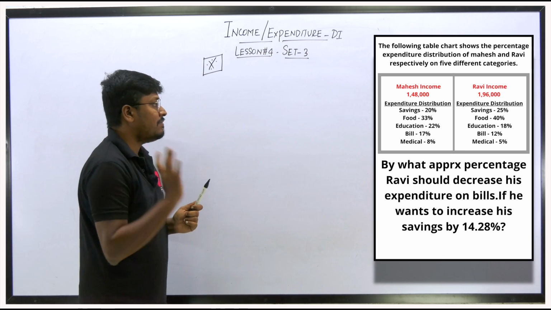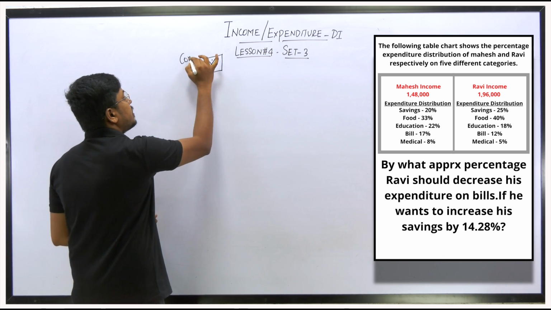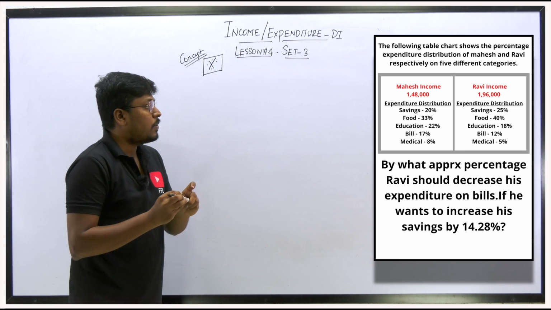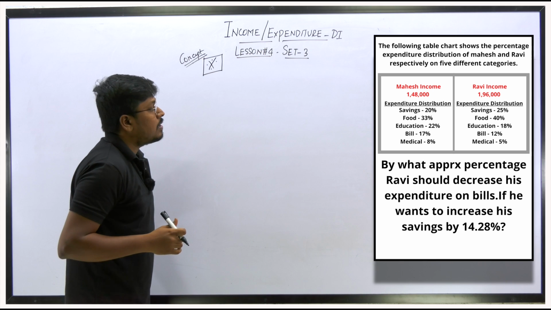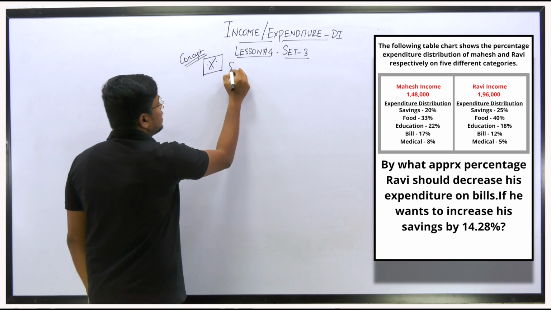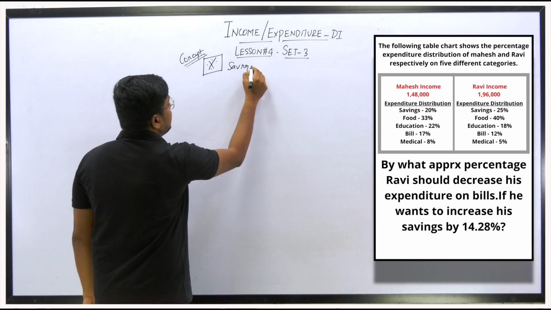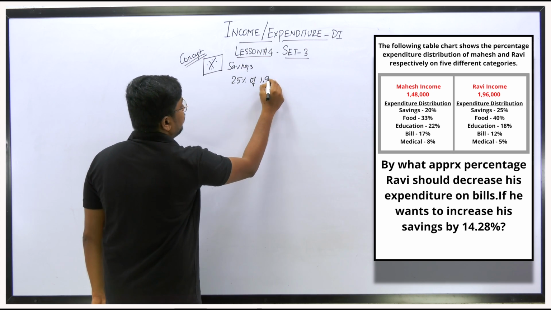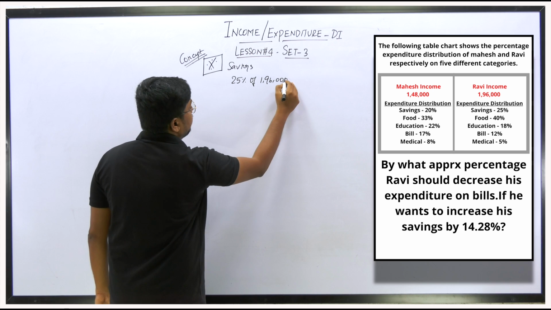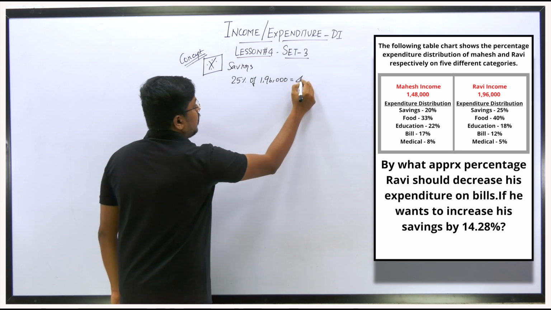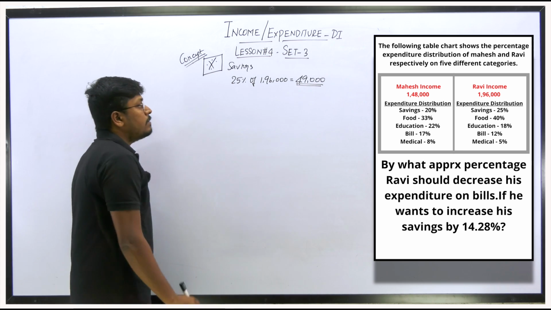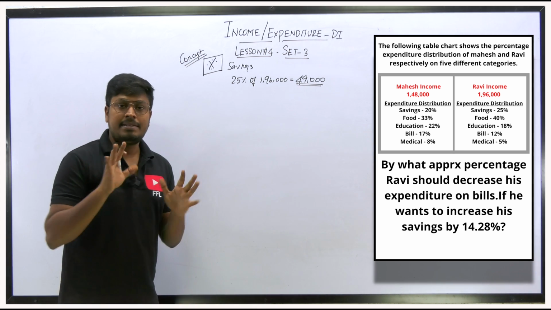I can teach this question very slowly because the concept is more important, right? Try to understand this concept. Okay, so first Ravi's savings. So Ravi's savings is how much? The savings of the person Ravi is 25%. So 25% of 1,96,000. So 25% will be 49,000. So 49,000 will be the savings of the person Ravi.